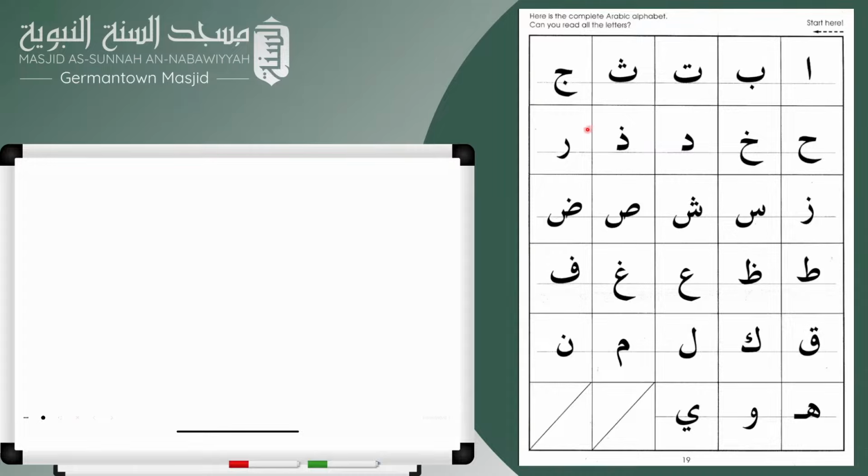Next, the last one on that line is ra. Ra cuts below the baseline, similar to a comma in English, and has no dot on top of it. Second line, let's just review that. Ha, kha, dal, dhal, ra.